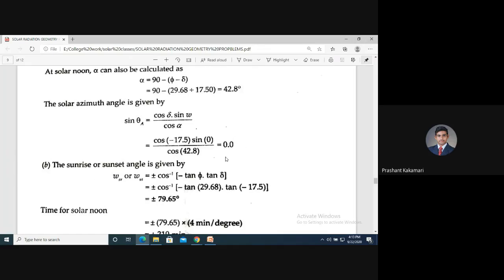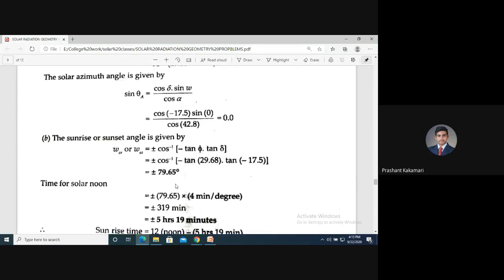That means the angle made by the due south line to the inclination of the horizontal plane. So there is no inclination, 0. It is completely facing towards south only, but it is horizontal. Now we'll go back to the sunrise and sunset angle.